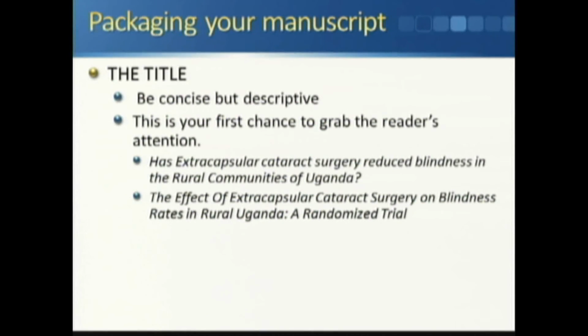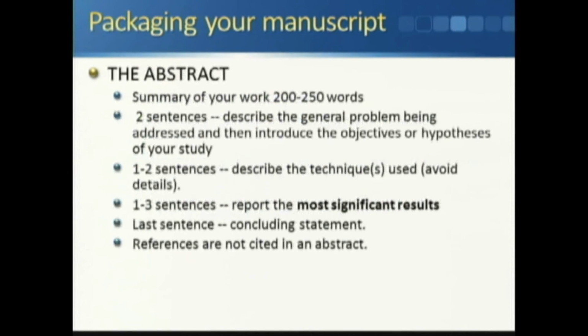So when you package your manuscript, as Dr. Khan nicely pointed out and Dr. Aravallo, be concise, be descriptive. This is your first chance to grab the reader's attention and your reviewer's attention. So, two examples here. The first one is a more general one, asking a question, but really doesn't tell you anything about the paper. The second one really tells you a little bit more about what the design of the study was, what the study population was, what was exactly done in the study. So it is probably a more attractive and a more appropriate title. So be concise, be descriptive, and you really need to pay time and attention when you decide what the title of your manuscript is going to be.